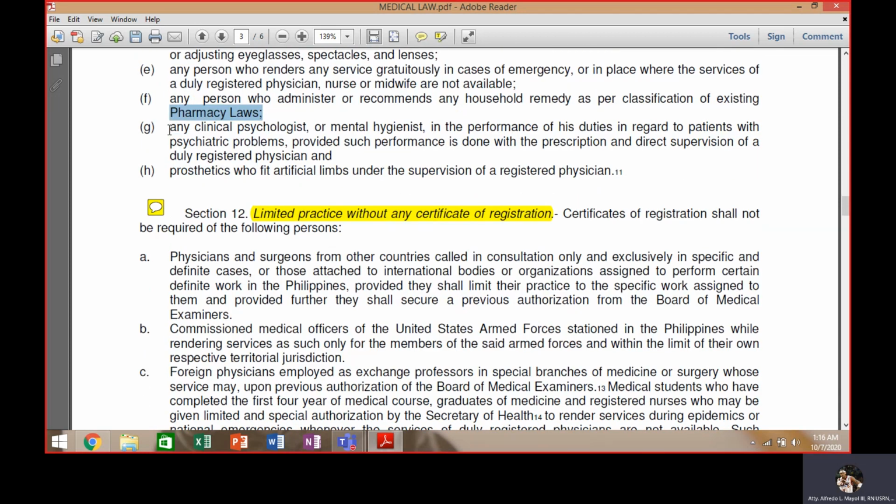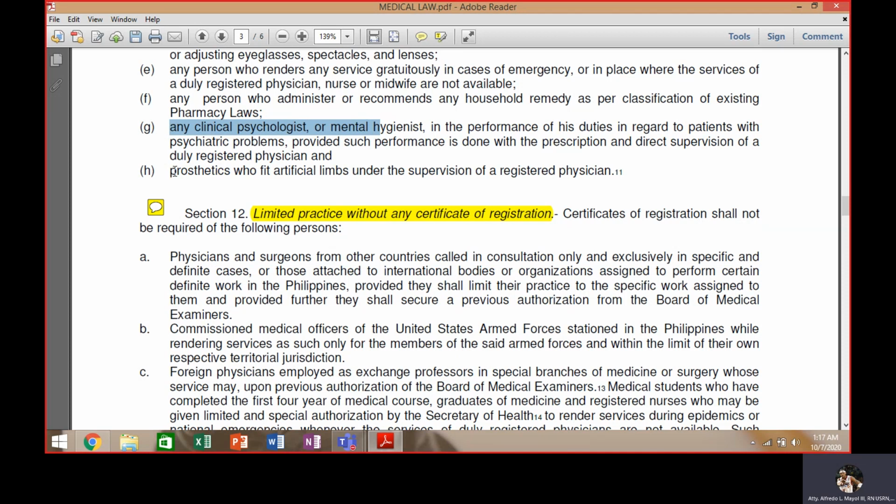Another, any clinical psychologist or mental hygienist in the performance of his duties in regard to patients with psychiatric problems, provided such performance is done with a prescription and direct supervision of a duly registered physician.